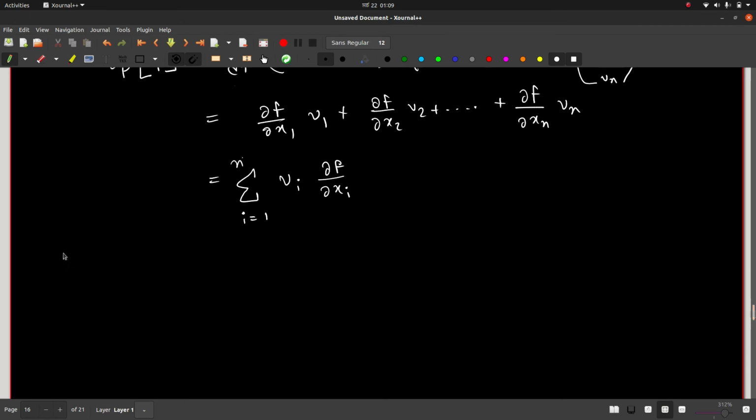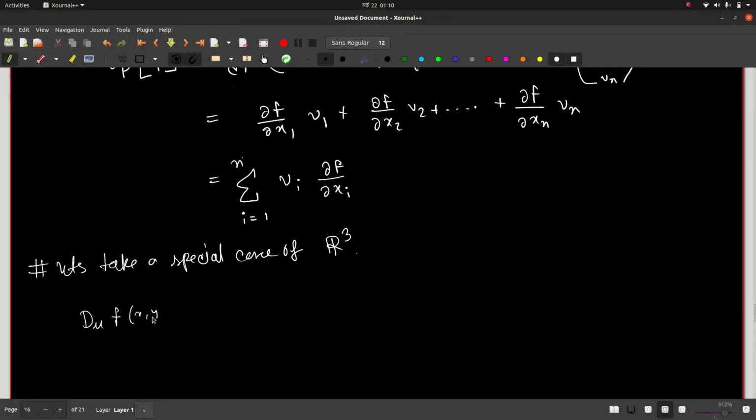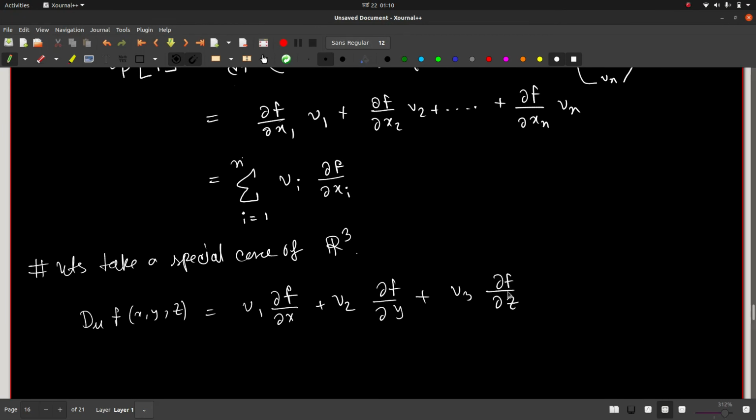Let's consider again a special case of R3. So when it's R3, you will write it as x, y, z, and finally you will have v1 partial of f with respect to x, v2 partial of f with respect to y, v3 partial of f with respect to z. Now this was defined as the tangent vector at that point P, and it is acting on the function. So this third bracket thing is also used to denote that this is indeed a function. Okay, so this is another way of denoting stuff.